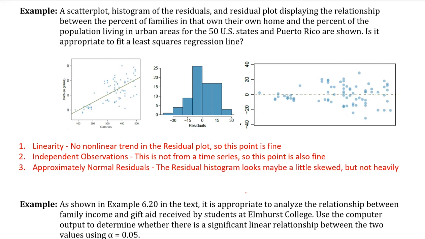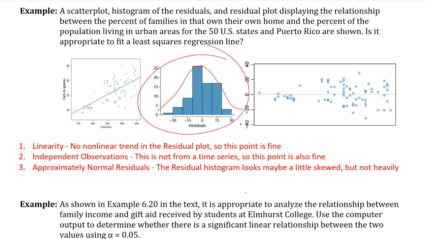For the third point, for approximately normal residuals, we have the histogram in the center here, and although this does not look perfectly normal, it does have an approximately normal shape with a peak here in the center and an approximately normal shape spreading from that, although it is not perfect. This one I'd say is maybe a little bit skewed, but not heavily, so we're probably safe here.